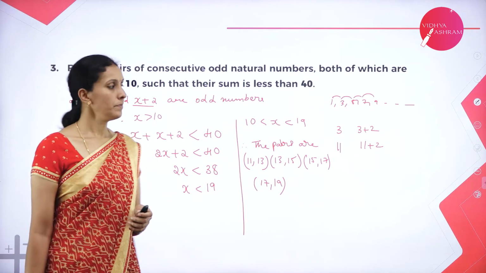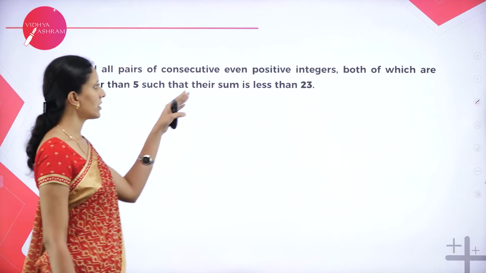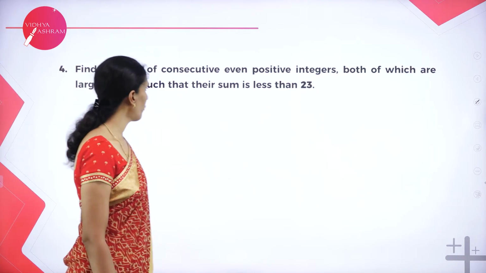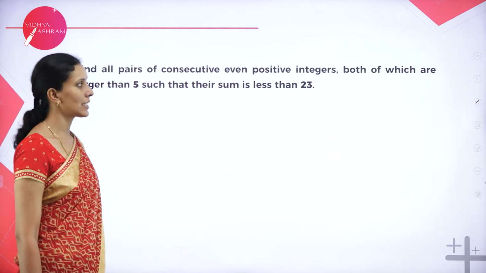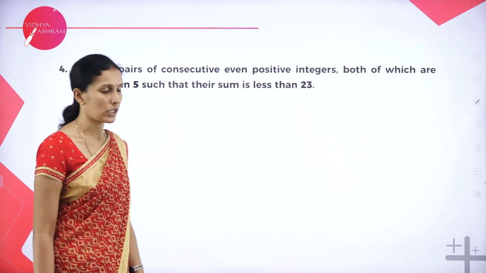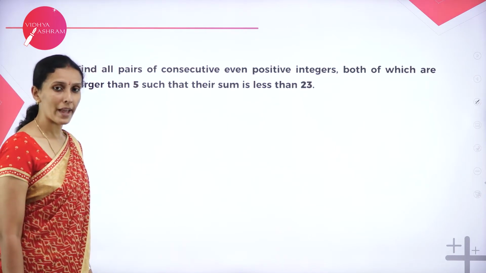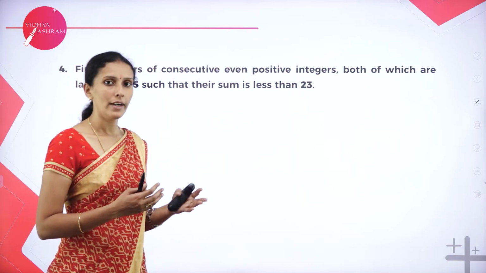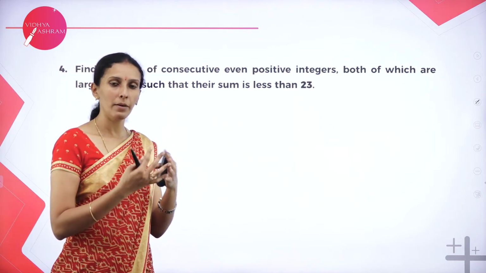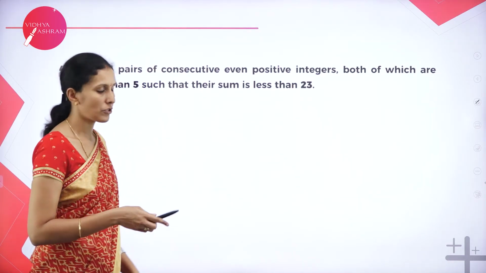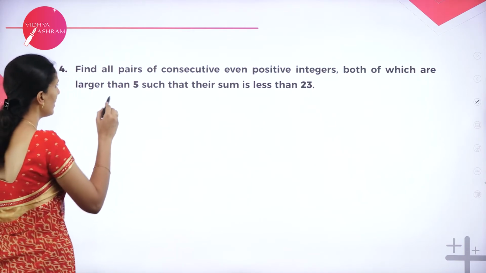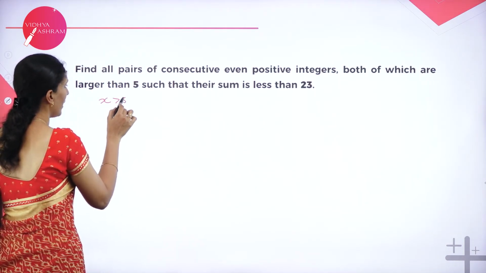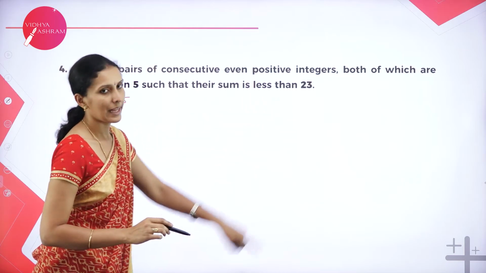The next question: find all pairs of consecutive even positive integers, both of which are larger than 5, such that their sum is less than 23. So we are going to find the pairs. Now let us see what is given. As in the case of odd numbers, even numbers are also in the form of x and x plus 2 only, and they have given x is greater than 5 and their sum is less than 23.